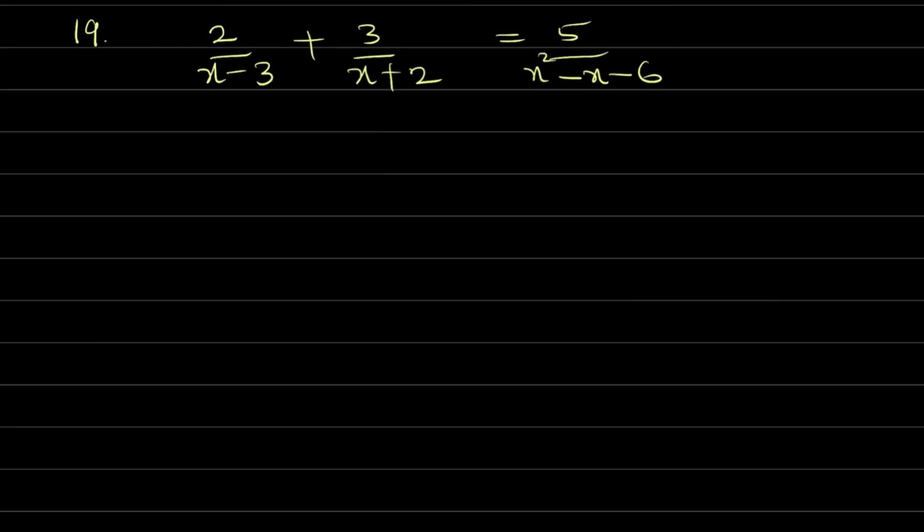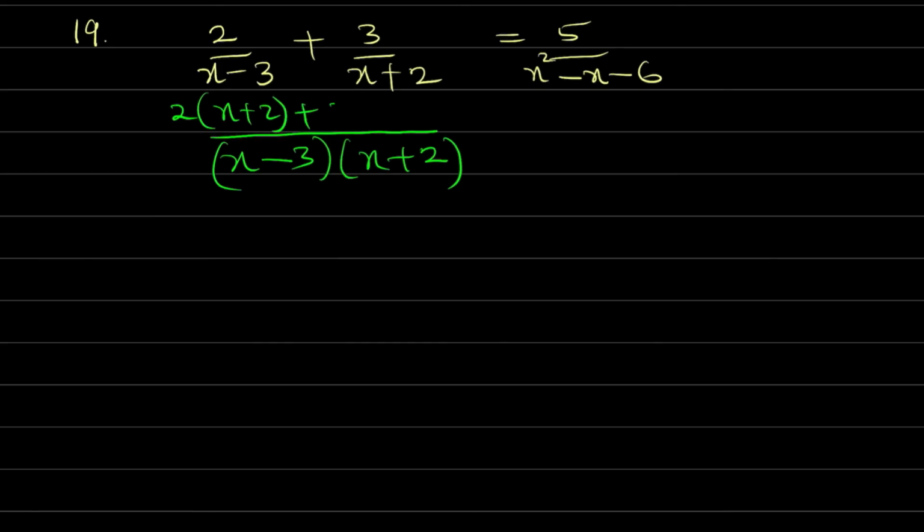To solve this equation, we'll need to find the LCM of the left hand side. The LCM is going to be the product of the two denominators, which is x minus 3, x plus 2. And here is going to be 2 into x plus 2 plus 3 into x minus 3. And then finally equal to 5 divided by x squared minus x minus 6. With this, we can open up the brackets.